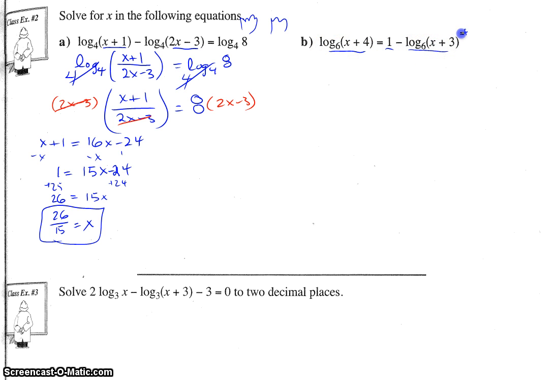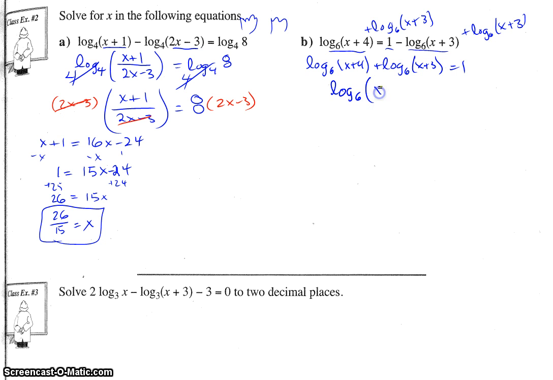Why don't we add log base 6 of (x plus 3) to both sides, and we can look at then combining them. So then we have log base 6 of (x plus 4) plus log base 6 of (x plus 3) equals 1. All right, so we have a log plus a log. We can use our product law to combine those. So we would have log base 6 of, and now we're multiplying within that logarithm.